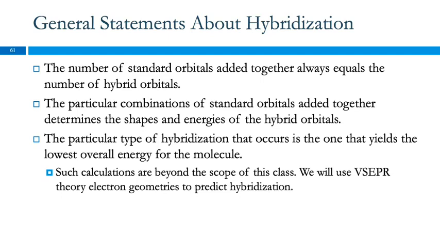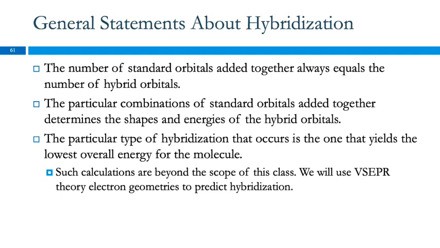The number of standard orbitals added together, hybridized, always equals the number of hybrid orbitals. So if you start out with two orbitals, you're going to end up with two orbitals. They're just going to have a different shape, different energy. But you can't create or destroy orbitals, so I guess we could say there's conservation of orbitals here.